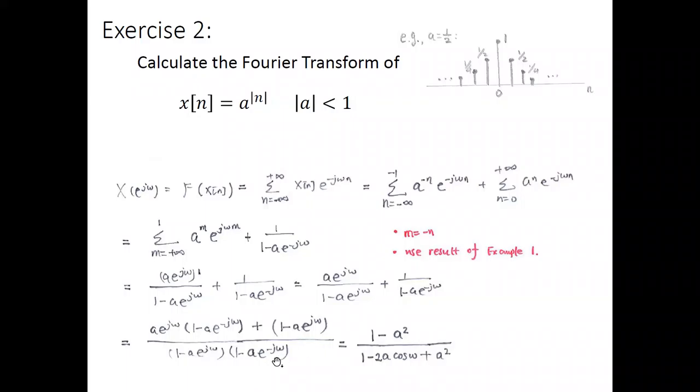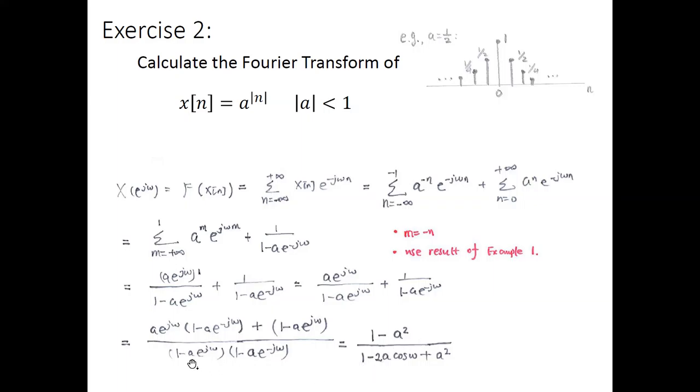So we can simplify the numerator and the denominator respectively. For the numerator, after expanding this factor, it has four terms. The first term is a exponential j omega, the last term is minus a exponential j omega. So the first and last term just cancel each other. What is left is the second and third terms. The third term is one here, the second term is a square, exponential j omega times exponential minus j omega, they just cancel. So it is just one minus a square.